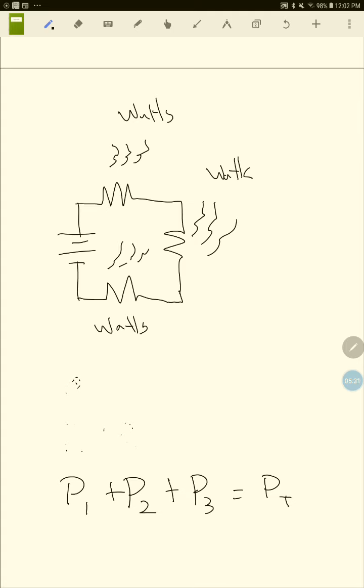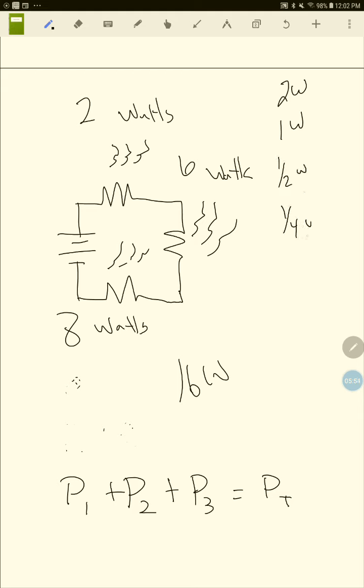Whatever power you have. So if this was 2 watts and this was 6 watts and this was 8 watts, 8 and 2 is 10, you'd have 16 watts of power dissipated in that circuit. Those values are high. Typically you're talking about milliwatts, microwatts. You remember that your resistors come in starting at 2 watts, and then there's a 1 watt, and then there's a 1/2 watt, and a 1/4 watt, and even down to a 1/8 watt.